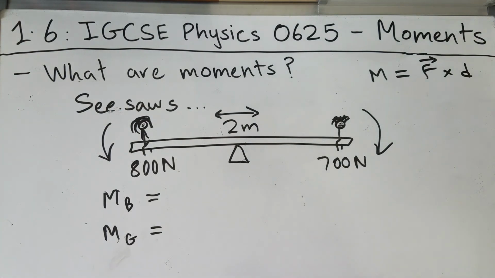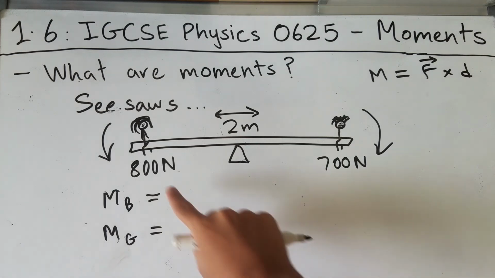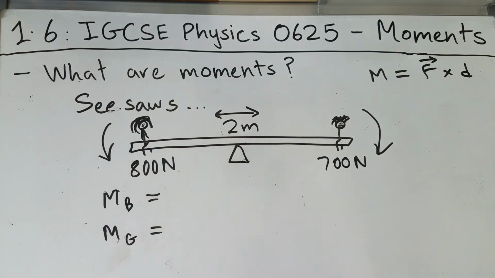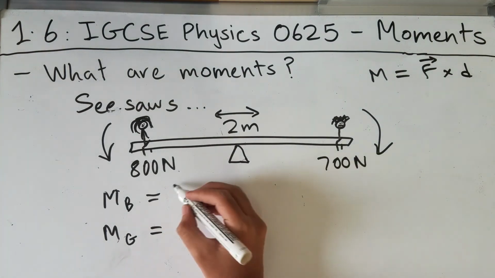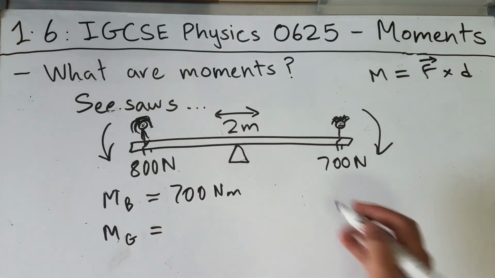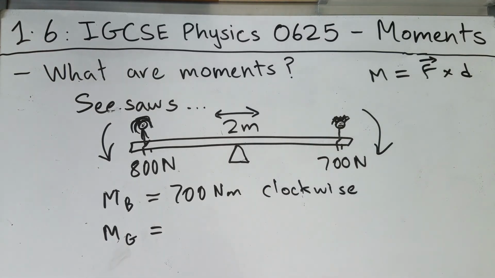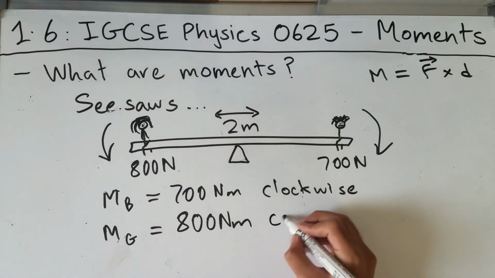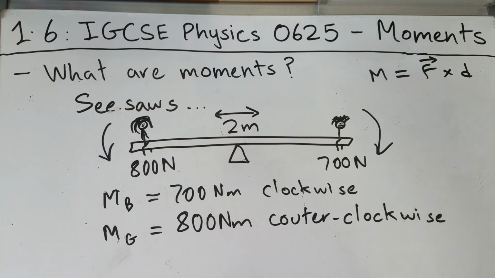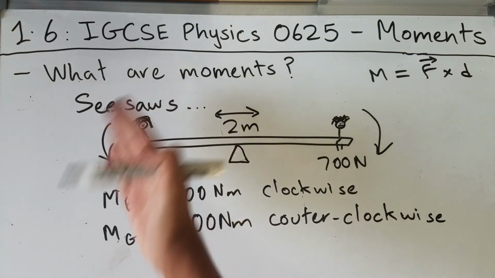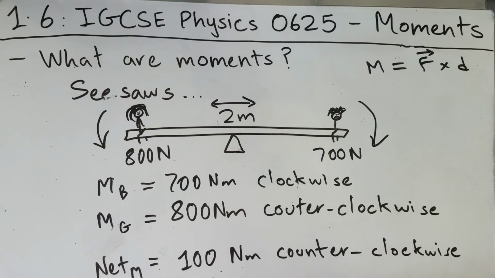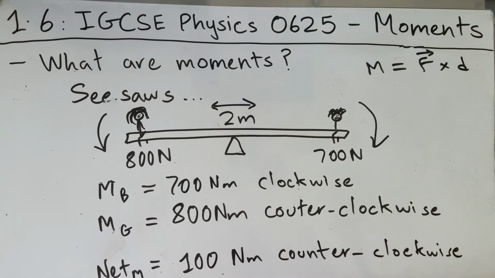Now, in another scenario, let's say that we had the girl weighing 800 newtons and the boy weighing 700 newtons, so it's flipped. Then the moment of the boy would be 700 newton meters in the clockwise direction, and the moment of the girl would be 800 newton meters in the counterclockwise direction. So this time, if we find the net moment, I can see that it's going to be 100 newton meters in this direction, or anticlockwise. So the net moment in this case is 100 newton meters counterclockwise.